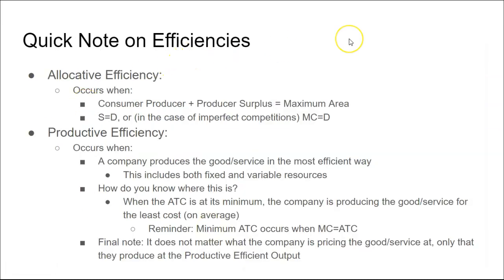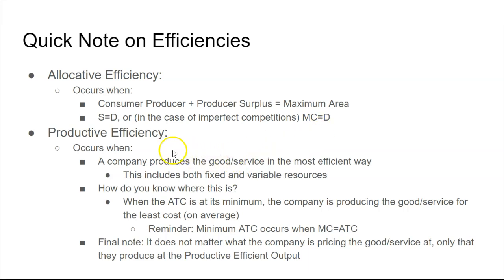So a quick note on efficiencies before we go even further into these. So we have allocative efficiency. That's when consumer surplus plus producer surplus, that area, is maximized. Now where does that happen? When supply equals demand. Or in the case of imperfect competition, because we don't actually have a supply curve there, we'd use marginal cost equal to demand. When those are equal, we are allocatively efficient. We're producing at the socially optimum output.